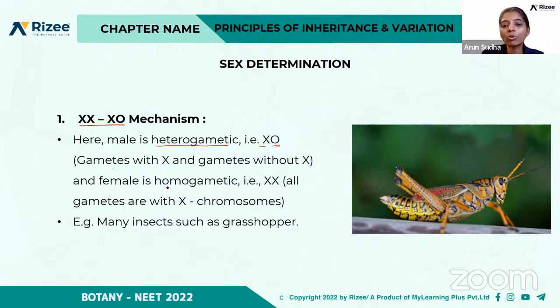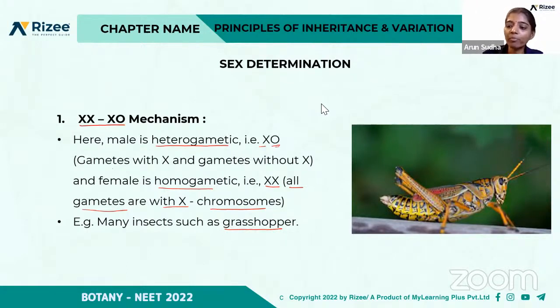And the female is homogametic, that is XX, and all the gametes will have the X chromosome in the case of the female. This is seen in insects such as the grasshopper, which shows the XX-XO mechanism of sex determination. So it differs among different animals, right? Clear with it?